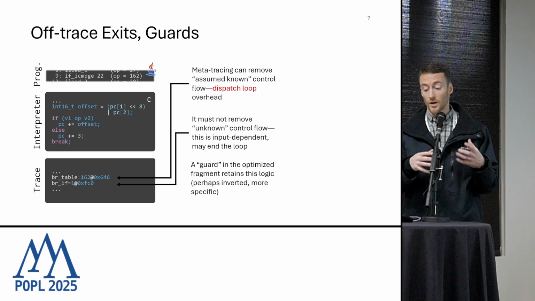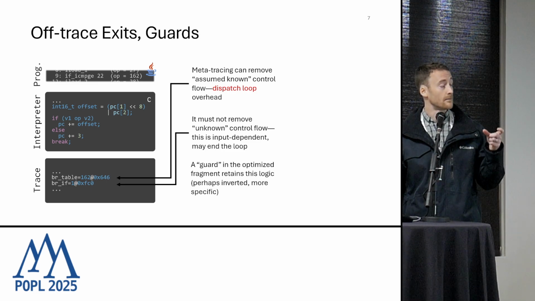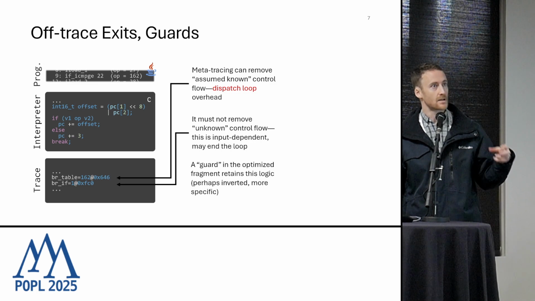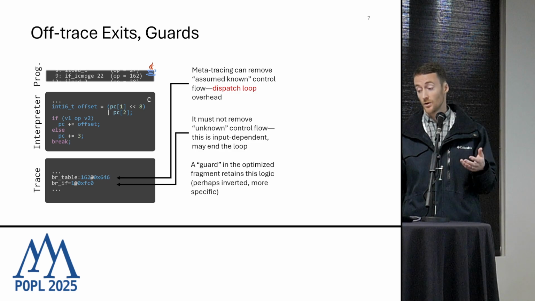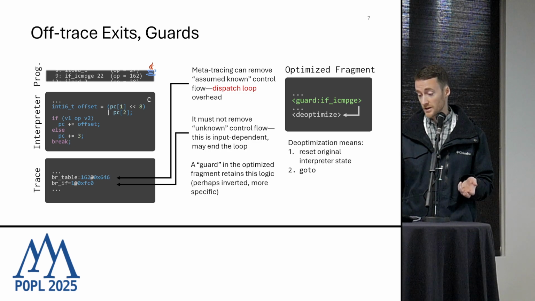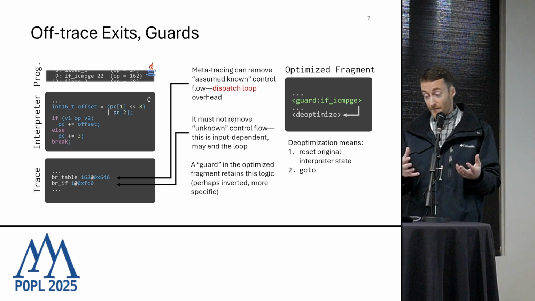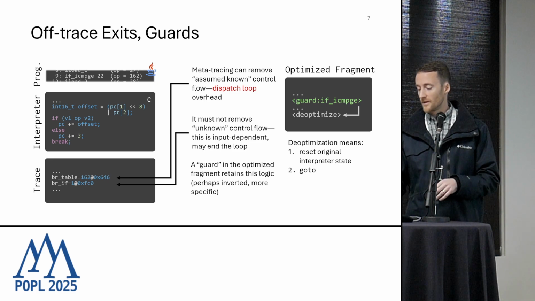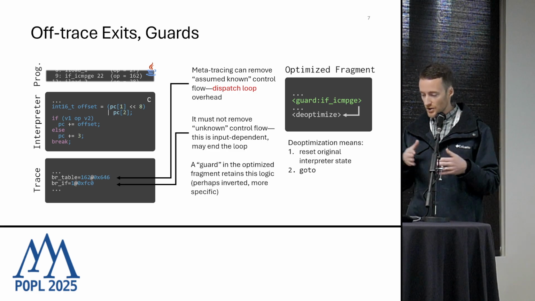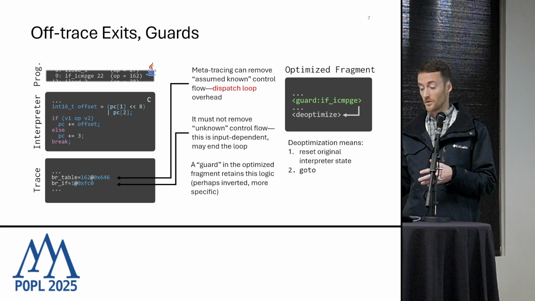So if a guard fails, we need to maintain this logic. This unknown control flow needs to be retained in our optimized fragment so that our optimized fragment is still correct. And we do that by means of guards. So our optimized fragment will include guards, and if the guard fails during the execution of the fragment, we have what we call an off-trace exit. So we're leaving the assumed path of the hot loop, and we must de-optimize to the original interpreter.